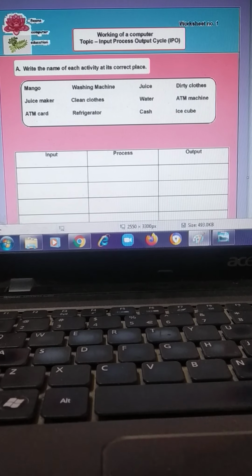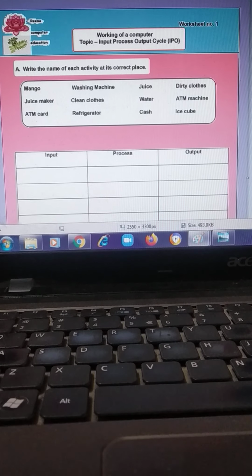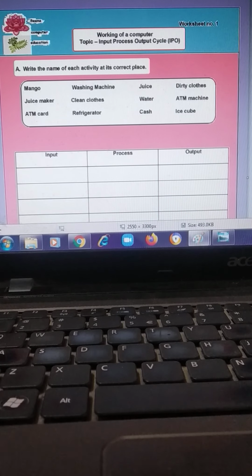Here are some of the activities given, some of the names given, and we have to find out which one is the input, which one is the processing device, and what is our output. So we start with this first one, that is mango.